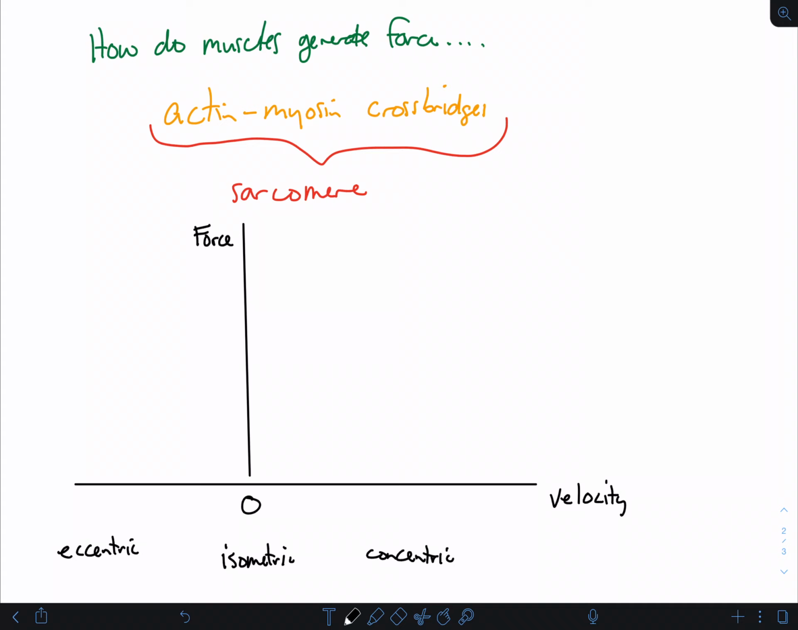All right. So let's plot a little bit of this. Let's say here, this is the amount of force, let's just call it F naught, that you can generate with an isometric contraction. So can you generate more force or less force as you start to work this way, concentrically? What do you think?